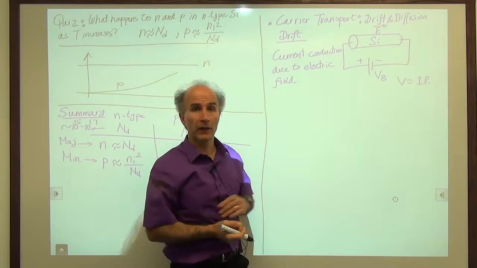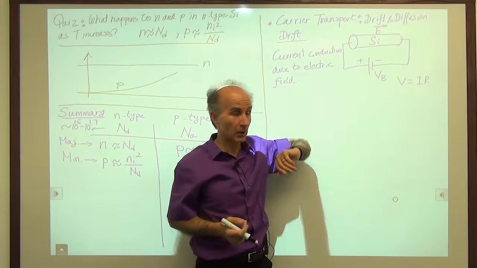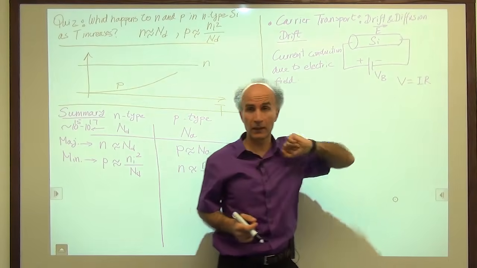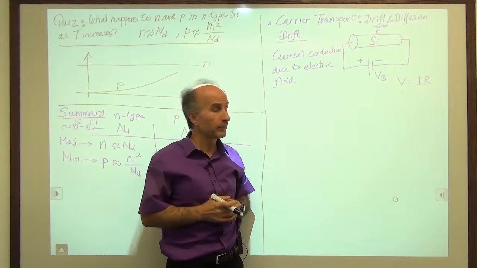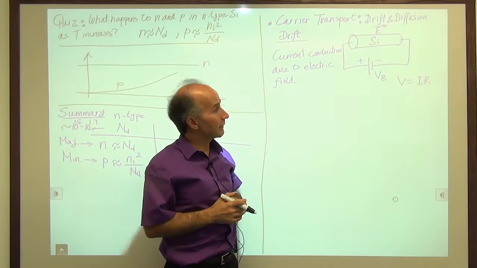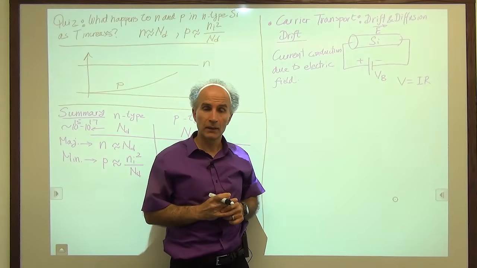So if we can find R for a piece of silicon, doped or undoped, then we're set, because we can just plug it in here, and that will give us the relationship between the voltage and the current. Now, how do we find the resistance of this material? Well, it's a little tricky.